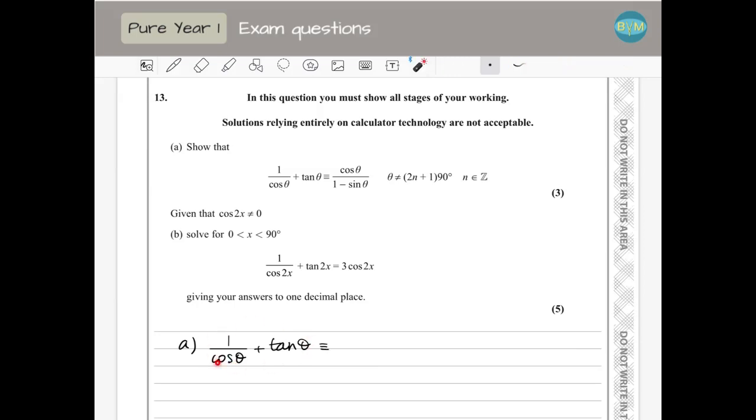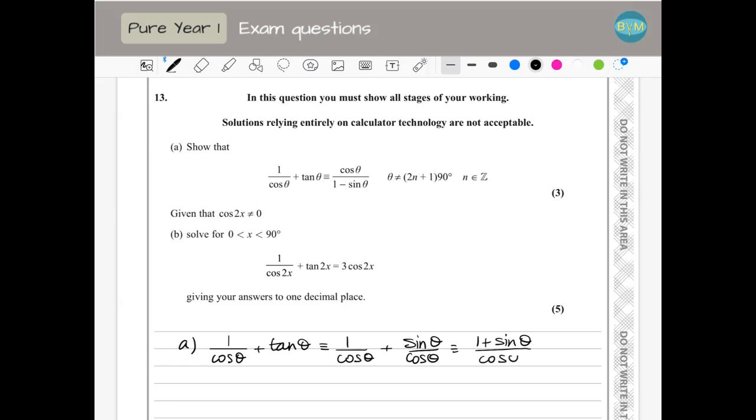So I'm going to put this together. Actually, tan is sine divided by cos. So I can do 1 over cos plus sine over cos, which is going to be 1 plus sine over cos. Just thinking that tan is sine divided by cos, I'm not going to skip steps. So this is the same as 1 plus sine divided by cos.